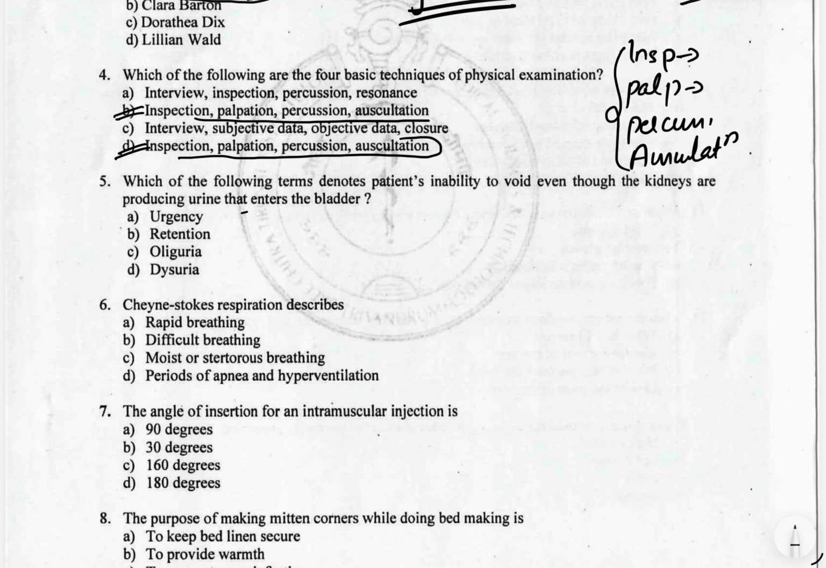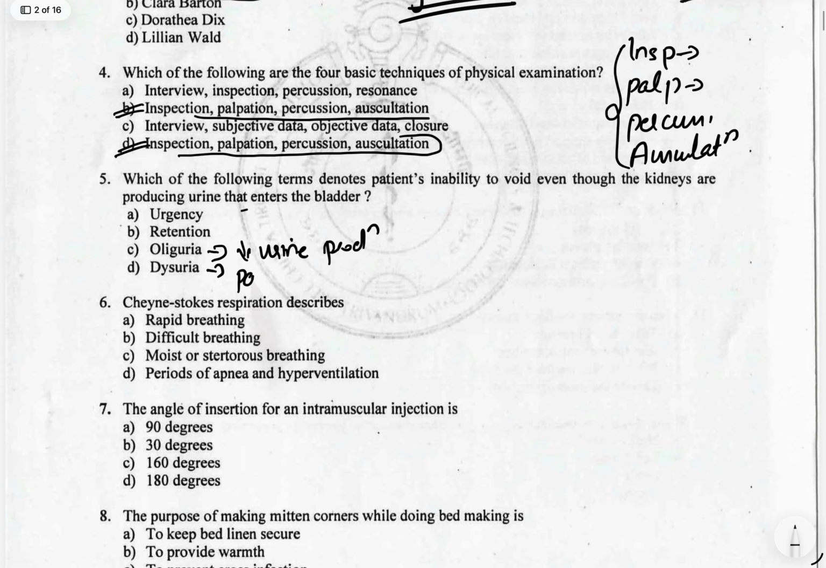Look at the options. Urgency. Yes, urgency means the patient wants to go to the toilet all the time. Retention means the patient cannot urinate. Oliguria means reduced urine production. Dysuria means painful urination. Remember the terms oliguria, dysuria.